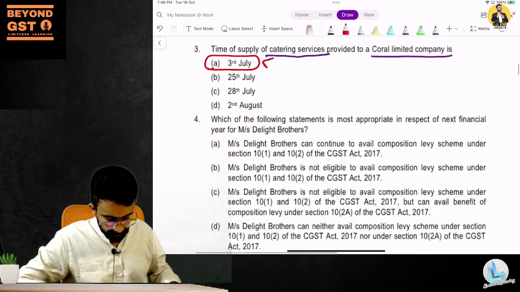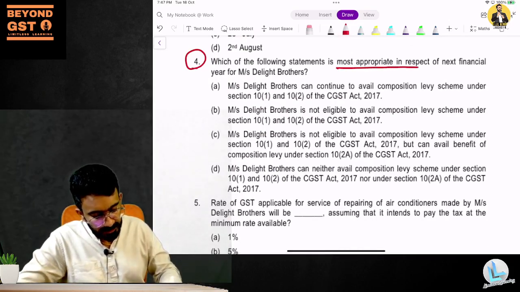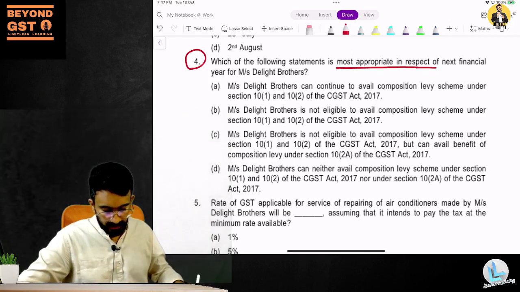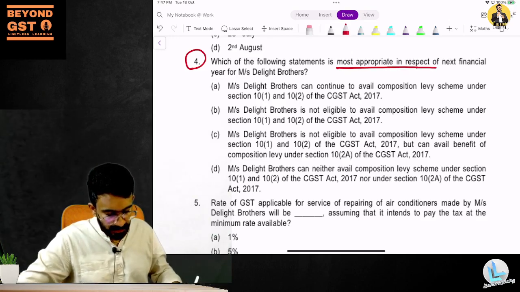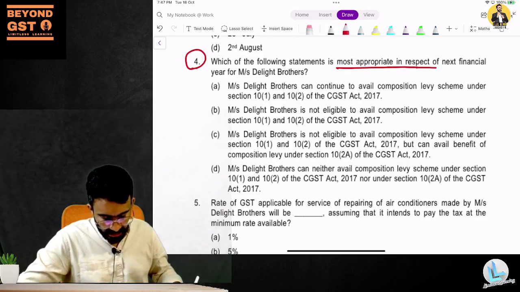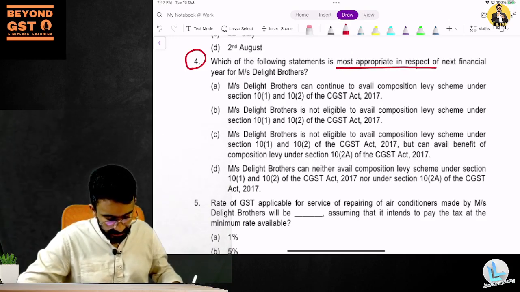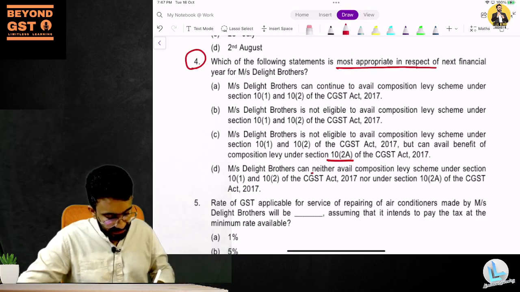Now the 4th question. Which of the following statements is most appropriate in respect of next financial year? Option A, Delight Brothers can continue to avail composition levy scheme under 10(1) and 10(2) of CGST Act 2017. Option B, Delight Brothers is not eligible to avail composition scheme under 10(1), 10(2). Option C, Delight Brothers is not eligible under 10(1), 10(2), but can avail benefit of composition levy under 10(2)(a). Option D, Delight Brothers can neither avail composition levy scheme nor under 10(2)(a).